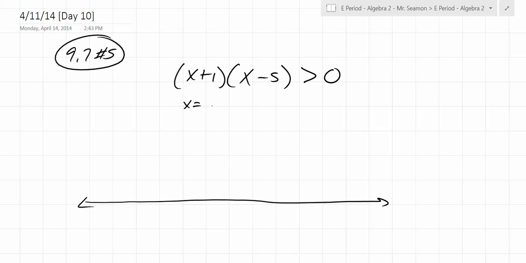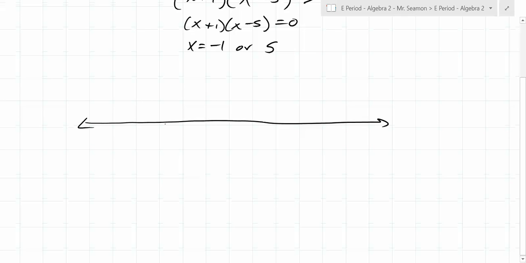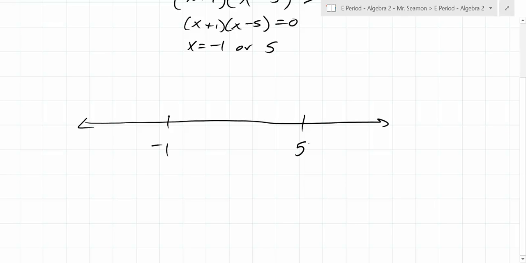When they're equal. So if we wanted to solve x plus 1 times x minus 5 equals 0, what does x equal? -1 or 5. So those numbers are going to be -1 or 5. So how many regions do we have to test? 3. So pick a number in each of those regions.